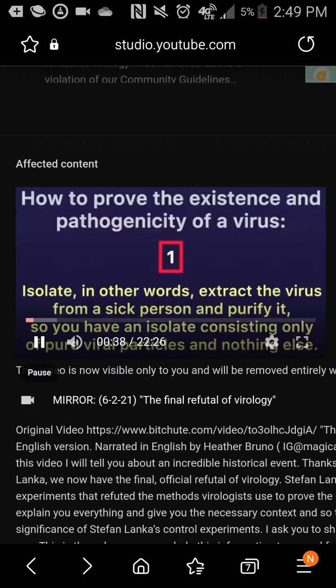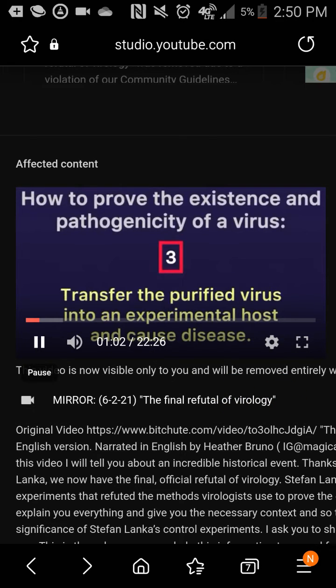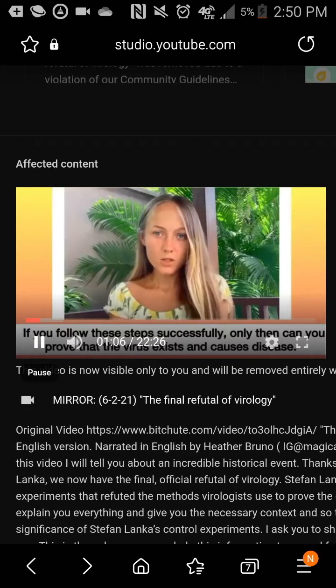One, isolate. In other words, extract the virus from a sick person and purify it, so you have an isolate consisting only of pure viral particles and nothing else. Two, visualize this virus under a microscope, take a photo, characterize it as a unique biochemical structure, sequence its genome, and determine which protein it is made of. Three, transfer the purified virus into an experimental host and cause disease. If you follow these steps successfully, only then can you prove that a virus exists and causes disease.